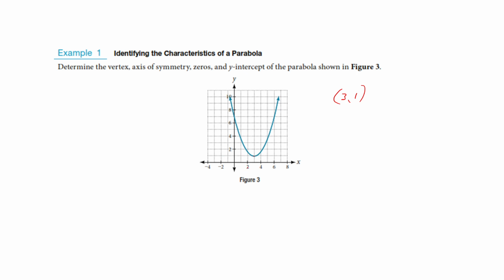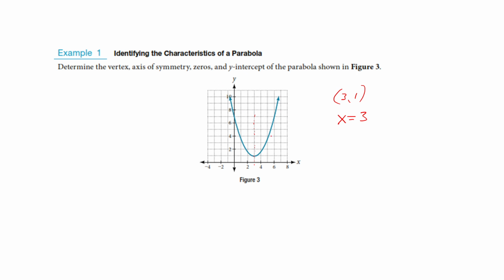Okay, now the axis of symmetry is the vertical line on which it's symmetrical. Like you could fold it over this line and you'd get the same thing on either side. Well, that's always going to be a vertical line, and the vertical line is always going to be x equals, because vertical lines are x equals, and the x value is 3. Okay? So x is 3 would be the axis of symmetry. If you fold it over the line x equals 3, it's the same on either side.